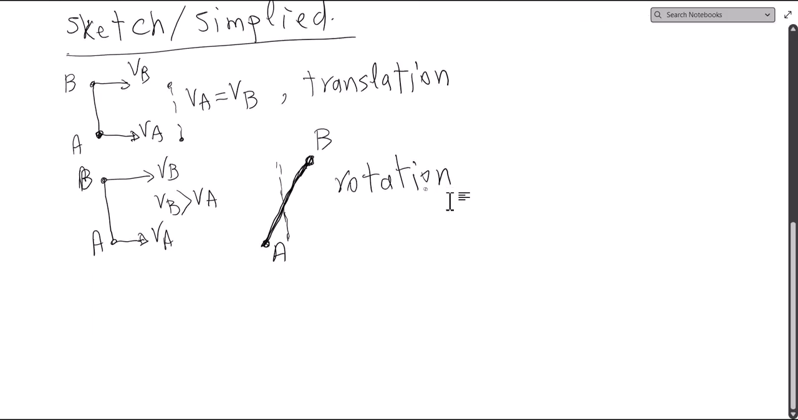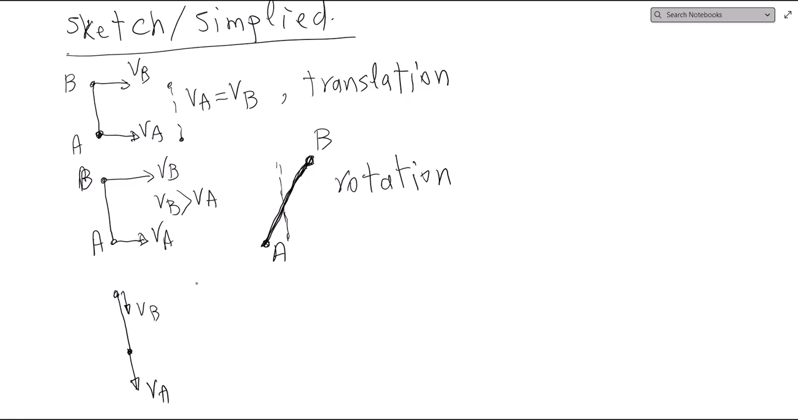Now, if I put VA and VB in line with AB, then obviously I will get some stretch. The line AB will be stretched or contracted. So here again, let's say VB is larger than VA, and then I get stretched.